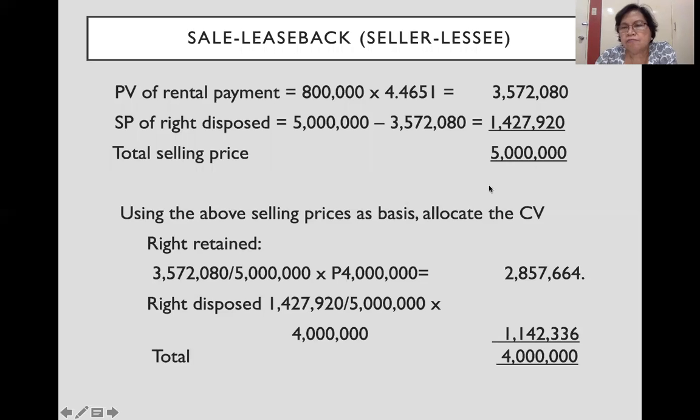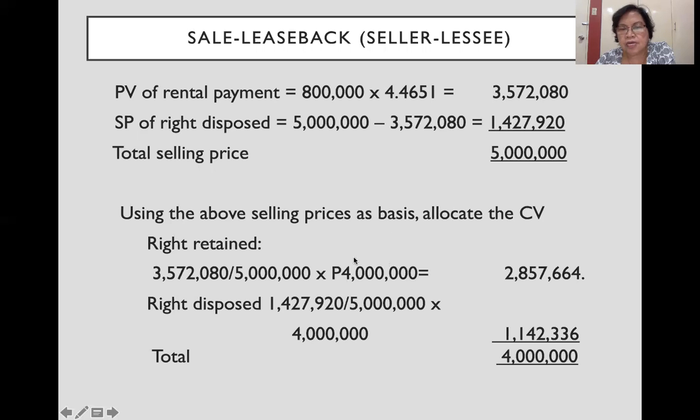The selling price is 5 million. So if from 5 million, the selling price of the right retained is this amount, therefore, the difference is the selling price of the right disposed of. Based, therefore, on this proportion, we will be allocating the carrying value. So we will allocate the carrying value between the right retained and the right disposed of based on this proportion.